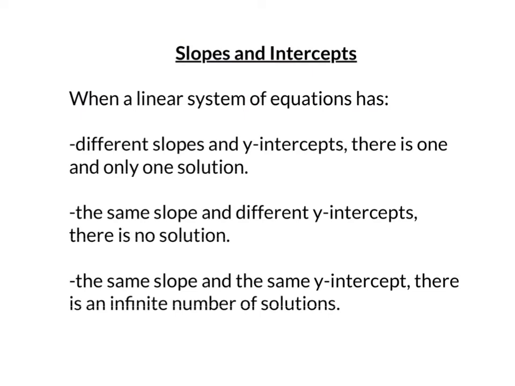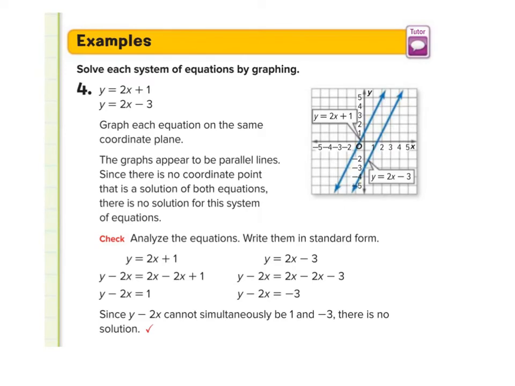So just to reiterate, slopes and intercepts: when a linear system of equations has different slopes and y-intercepts, there is one and only one solution. When a linear system of equations has the same slope and different y-intercepts, there is no solution. And when a linear system of equations has the same slope and the same y-intercept, there is an infinite number of solutions. Here's an example.